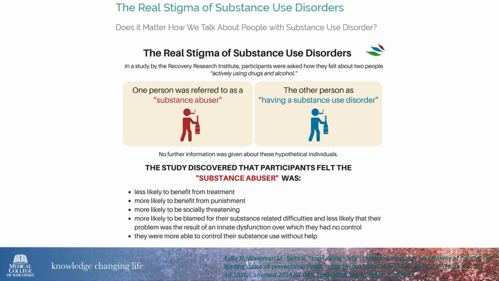not just in front of them, but also in the call room and in our notes. So one great example is they've studied the use of the term substance abuser versus substance use disorder. In clinical vignettes, when a patient was written as a substance abuser, clinicians felt that a patient was less likely to benefit from treatment, should be punished, was more socially threatening, and is more at fault for their drug use. But in that same vignette, if you wrote it as a patient having a substance use disorder, clinicians felt that that person would be more likely to benefit from treatment.